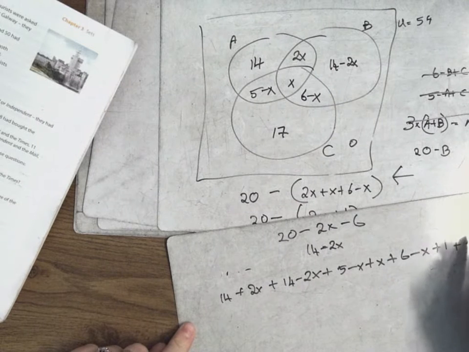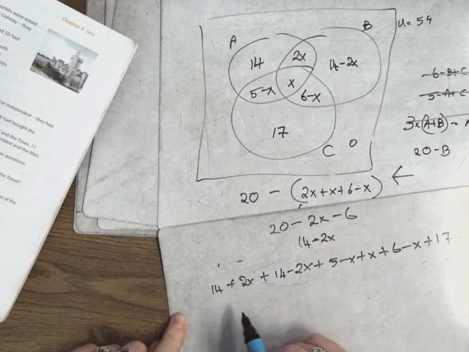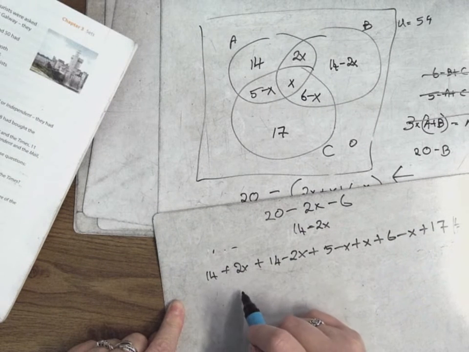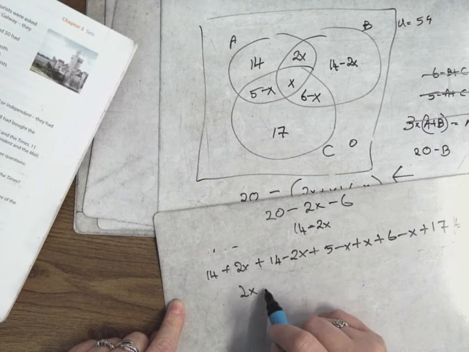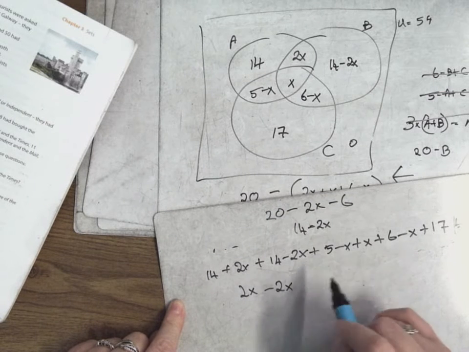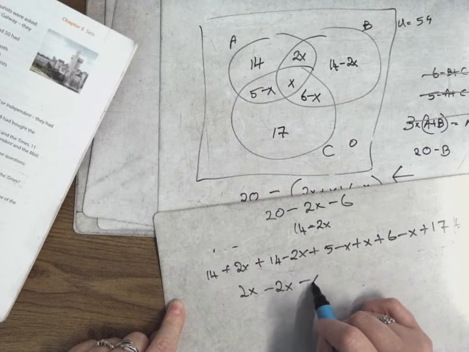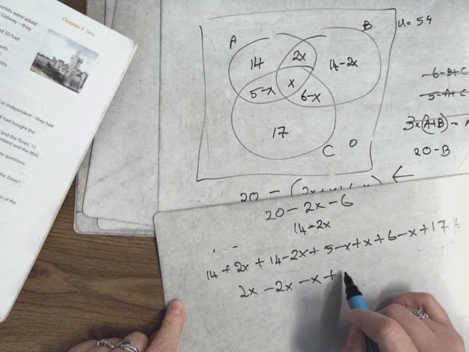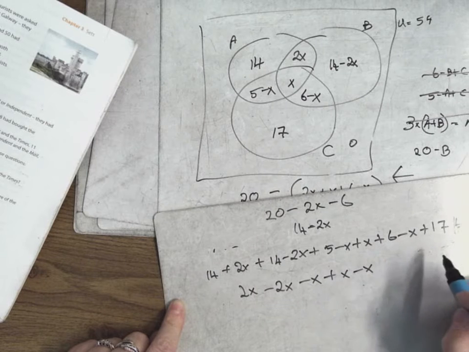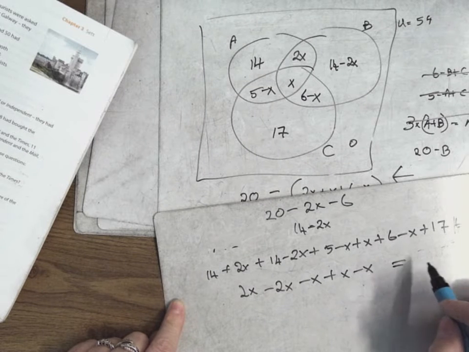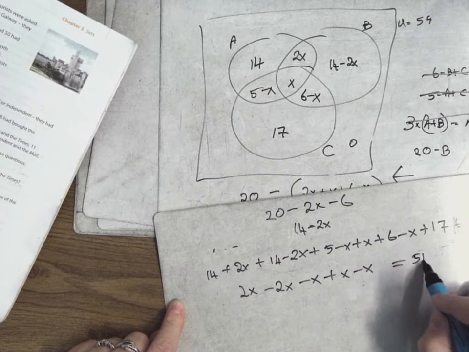So then build your wall. X is on one side, numbers on the other. So 14 is a number, it's moving. 2x is staying. Plus 14 is moving. Minus 2x is staying. Plus 5 is moving. Minus x is staying. Plus x is staying. Plus 6 is moving. Minus x is staying. Plus 17 is moving. So I'm going over the other side. 54 is on the right side.